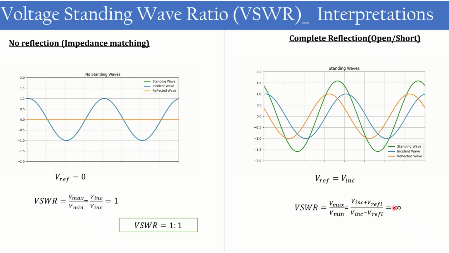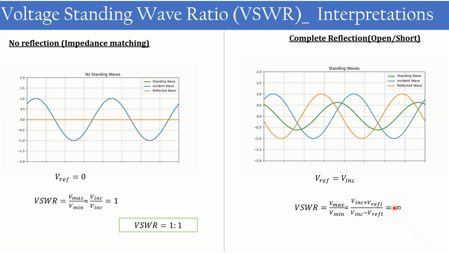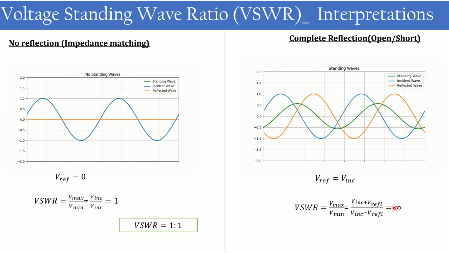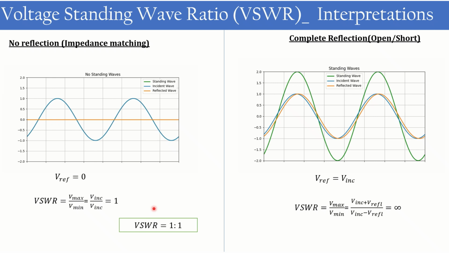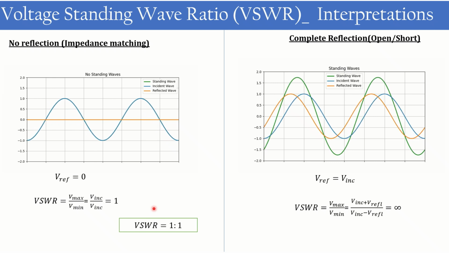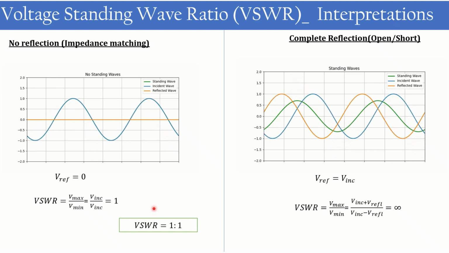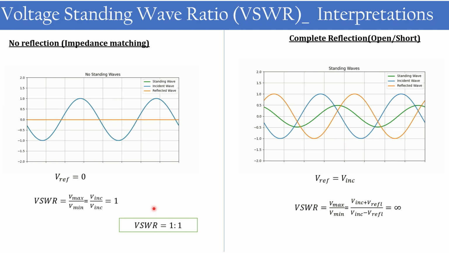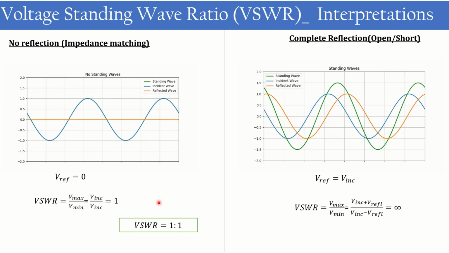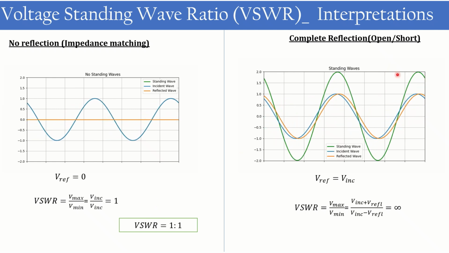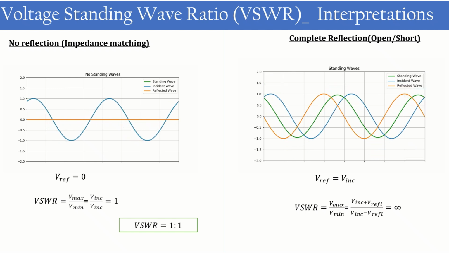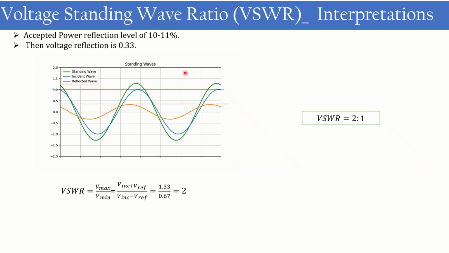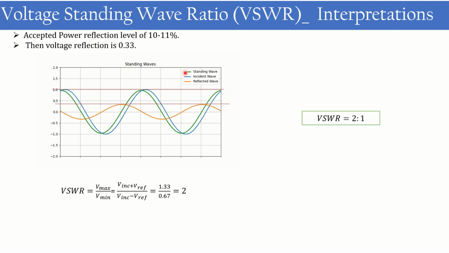So these are the key interpretations. For the ideal condition, we should have a VSWR of 1. But we know that that is not possible because there may be some sort of impedance mismatch between the feed line and the antenna. And this is the worst case where VSWR is infinity. Let's see what is the accepted limit of VSWR.